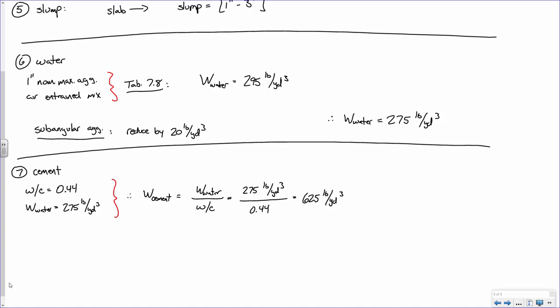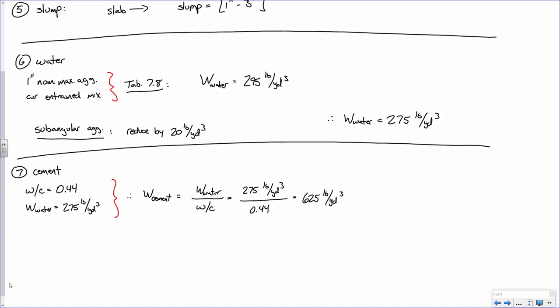All right, everybody good? Okay. Now, what we are also going to need to do is check against minimum weights. So based on different applications, regardless of what you calculate for your water cement ratios, there are minimum amounts of cement that you need to include. Do we have an underwater application? I hope this bridge deck isn't underwater. I would hope so.